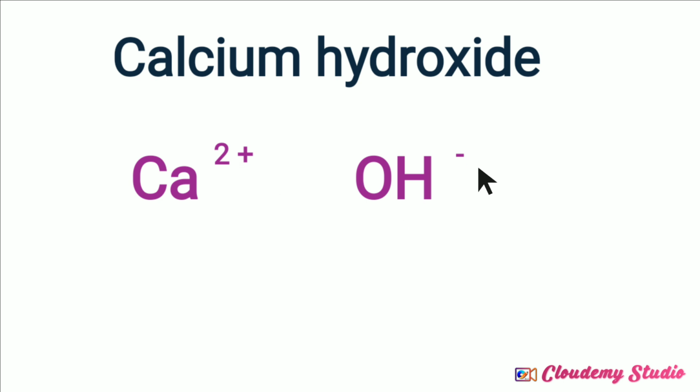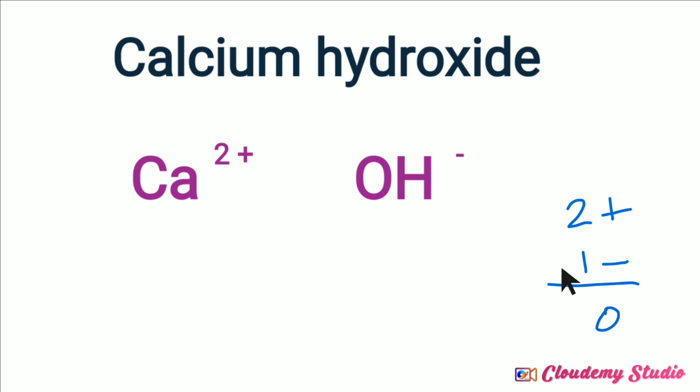Now when we check the charges, calcium ion has 2 positive charges and the hydroxide ion has 1 negative charge. When we add, in an ionic compound, this calcium hydroxide is an ionic compound. In the ionic compound, the total charge of the positive and negative ions, if we add, the result has to be 0. But here, when it is 2 positive and 1 minus, the result will not be 0.